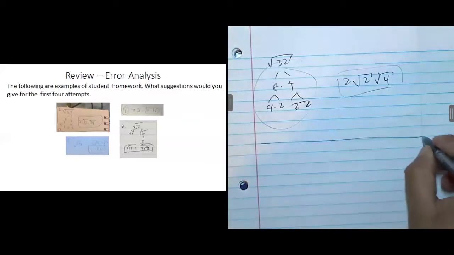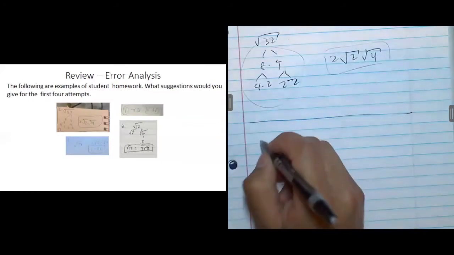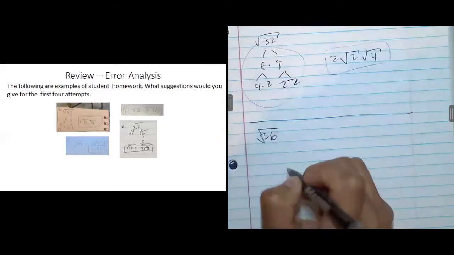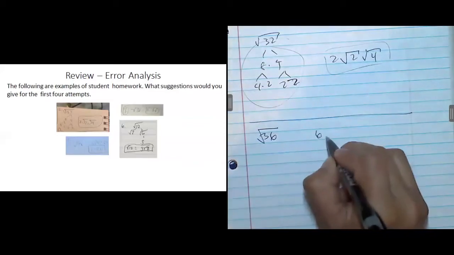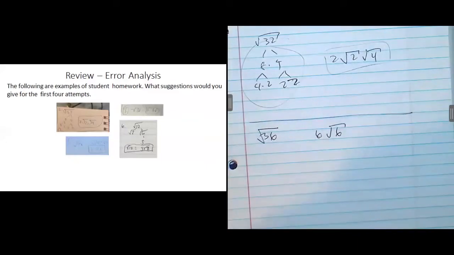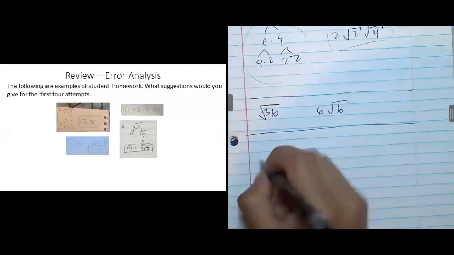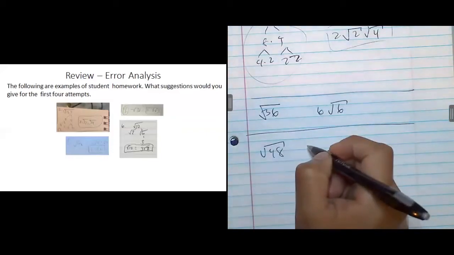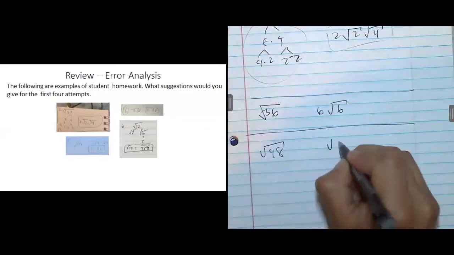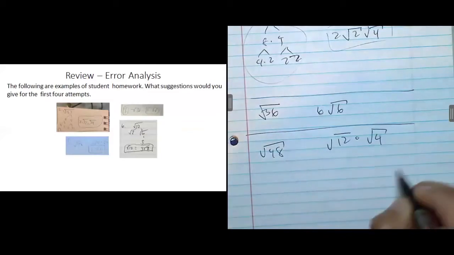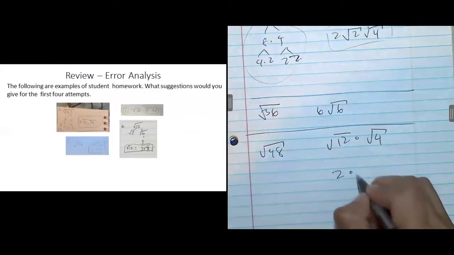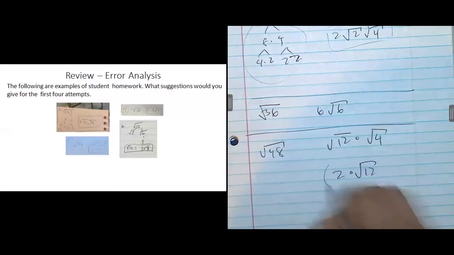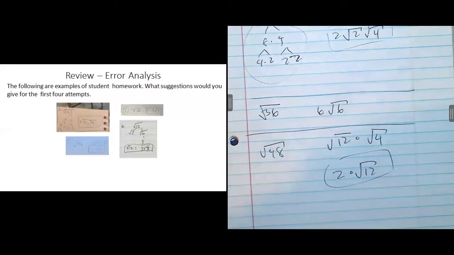That's the first problem. And then the next problem, square root of 36. They said that the answer is 6 times the square root of 6. What suggestions would you give that classmate? And the square root of 48, they got from square root of 12 times the square root of 4. And this told them that 2 times the square root of 12 is the answer. What suggestions would you give that classmate?